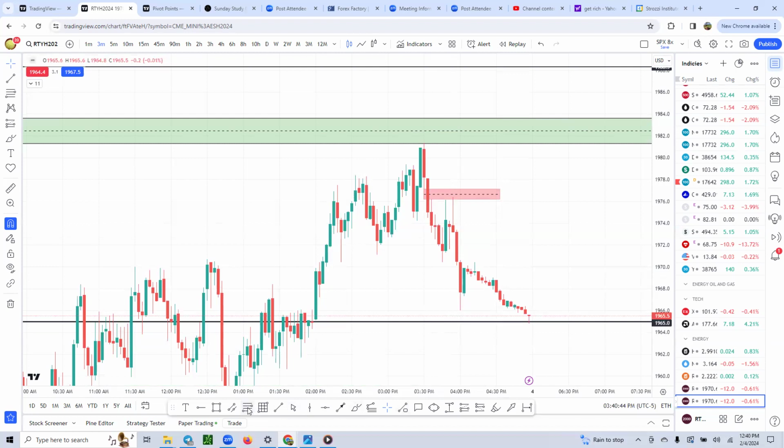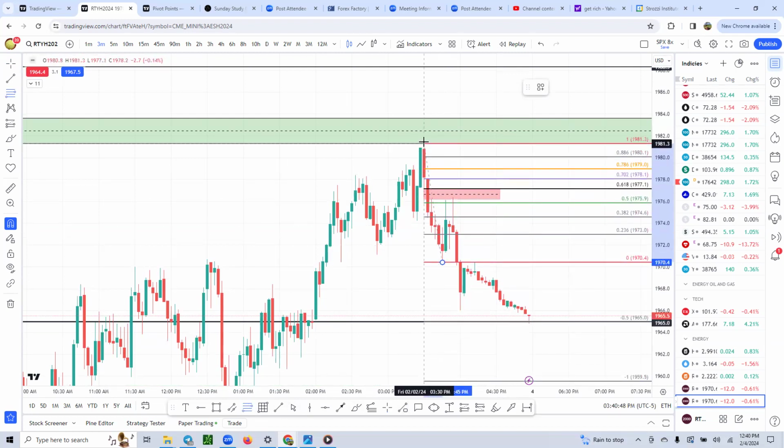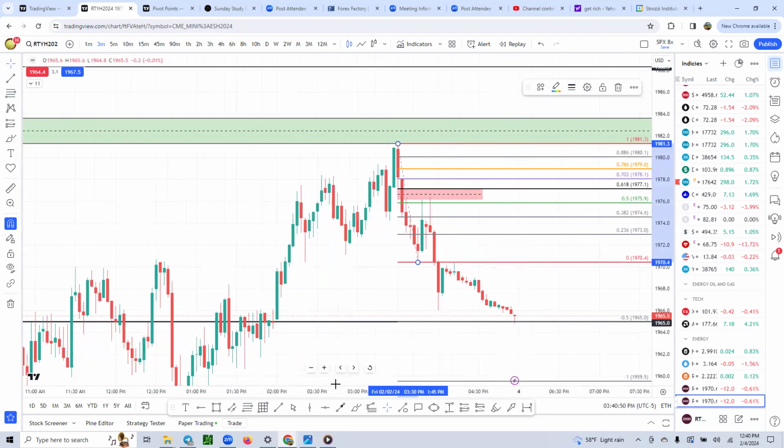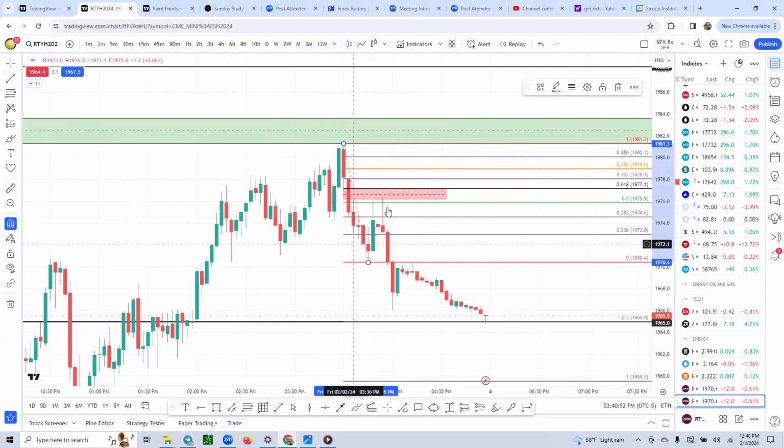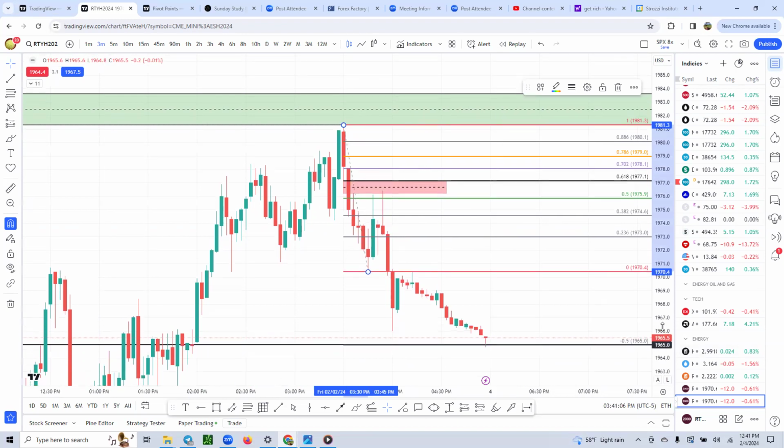So what you could do is put the fib on once you get this swing low. And then you can look for it to retrace up into something above 50% here. In this case, it went inside this order block, inside this fair value gap, and then it went straight to the 0.5 fib extension. Right.